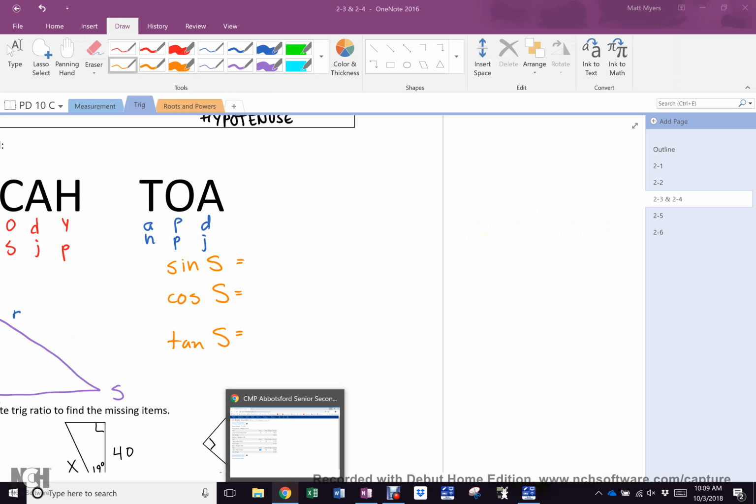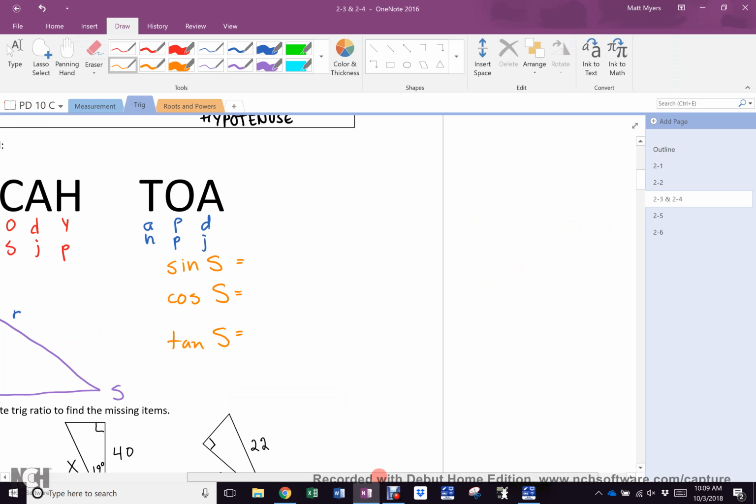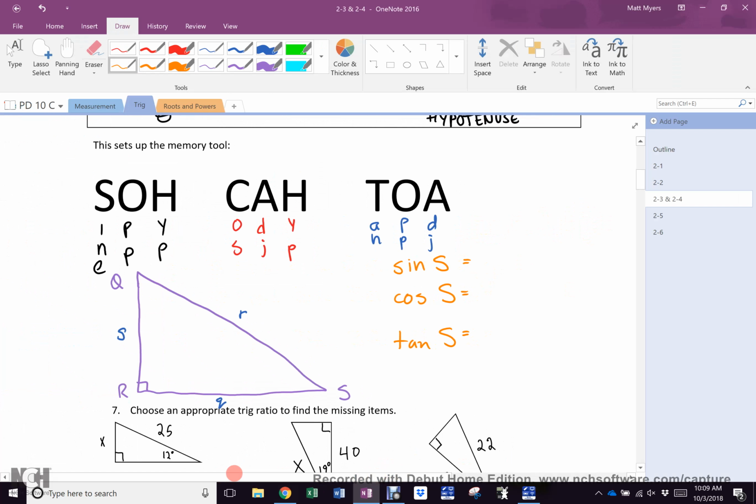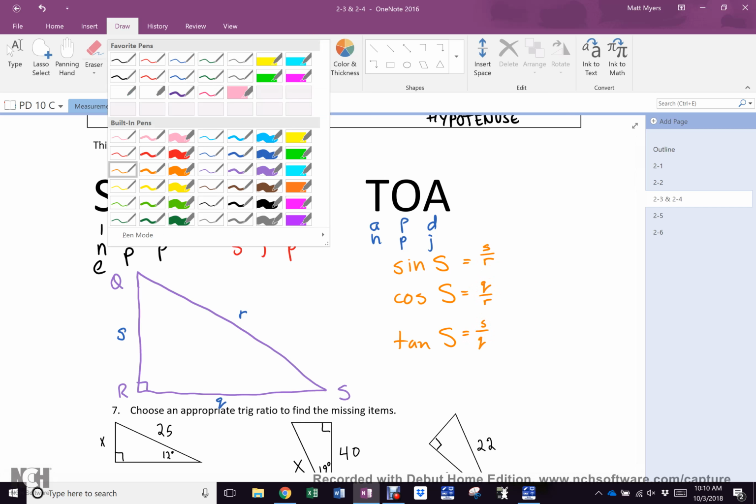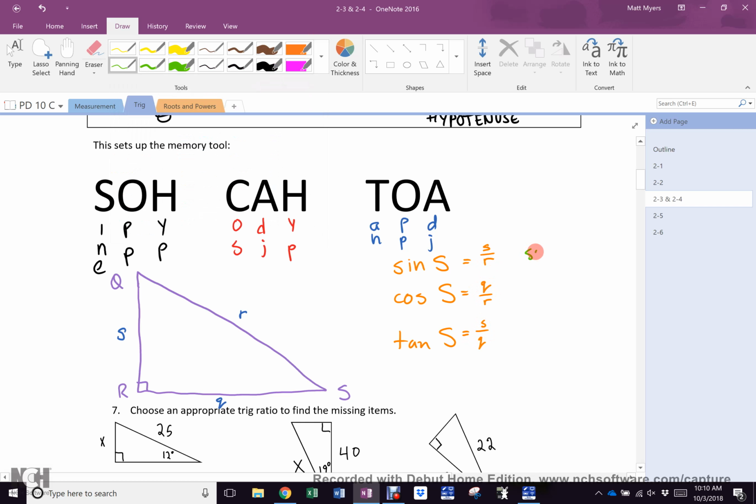All right. Okay. Who's been paying attention? What is the sine of big S? Little s over little r. What is the cos of big S? Lil q over lil r. What's the tan of big S? Lil s over lil q. Now tell me the sine of q, the cos of q, and the tan of q.